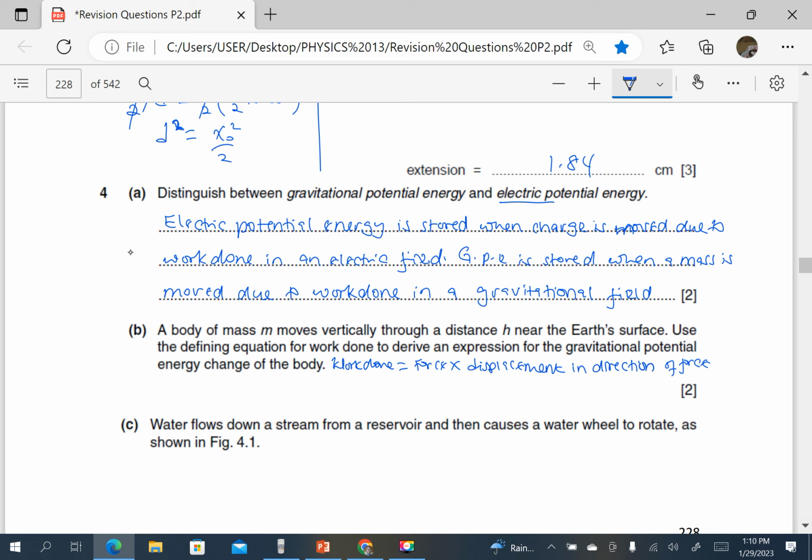And of course, the force is going to be the weight, which is going to be m times g. That is the force. So it means the gravitational potential energy is going to be the force, which is mg, times the height h. That is mgh.